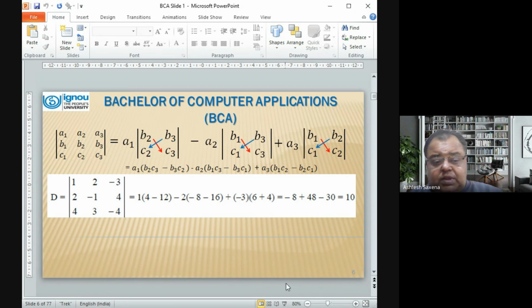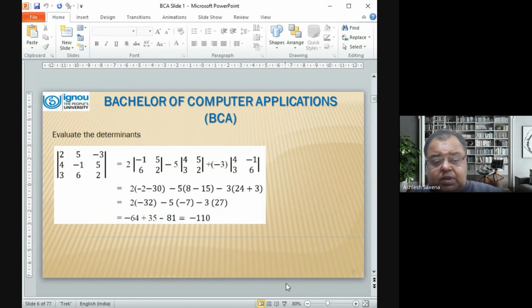Now it comes again, somewhat tedious. Have a look at it, how it is written. But this is the basic method, the procedure, the way you have to solve it. This is the problem: 2, 5, minus 3, 4, minus 1, 5, 3, 6, 2. How to calculate its determinant?